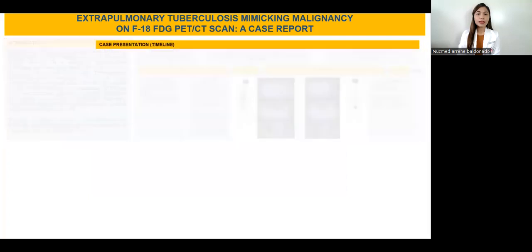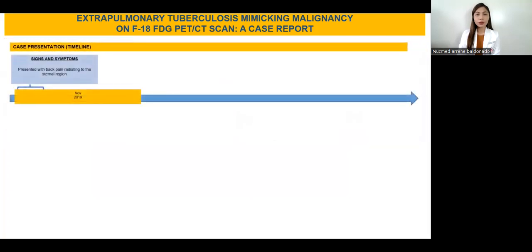In here, I will be discussing a rare case of a 29-year-old Filipino male who complained of back pain radiating to the sternal region without any associated history of trauma, nor any signs and symptoms of chest pain, difficulty of breathing, cough, colds, or fever.